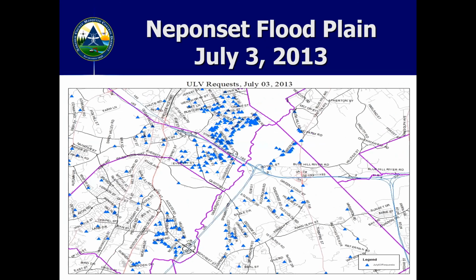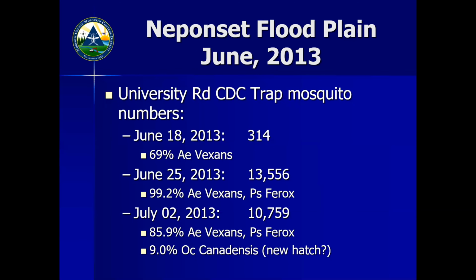These were the requests on July 3rd, a little time afterwards, right before July 4th, unfortunately. So the request went out of control. Clearly, our aerial treatment did really pretty much nothing in this floodplain, and so this ended up being a nightmare. It probably went on for several weeks. Our University Road trap did end up reflecting this.